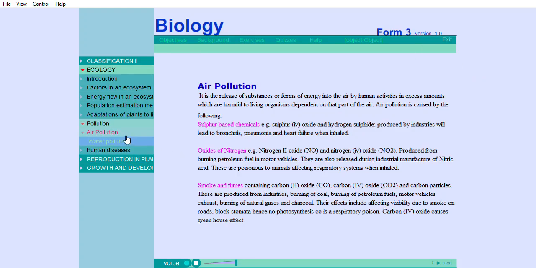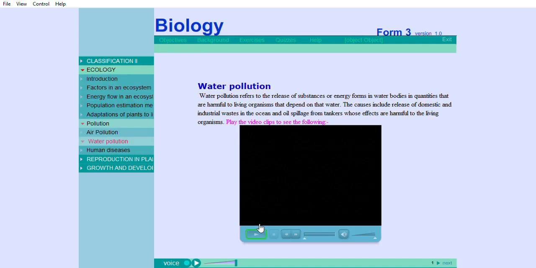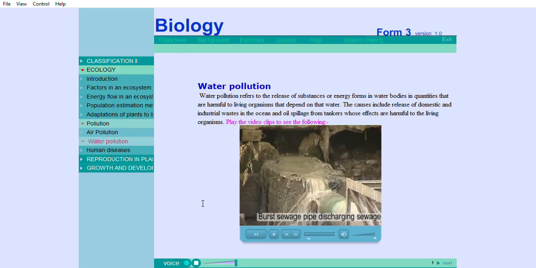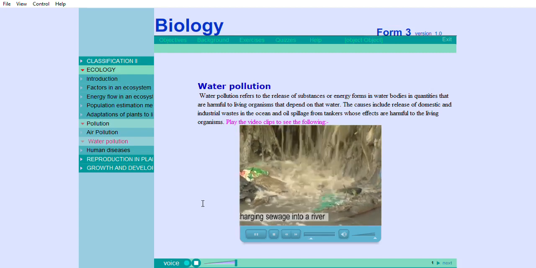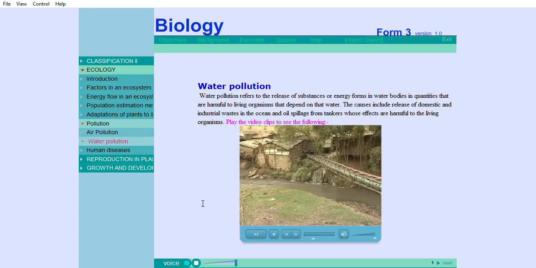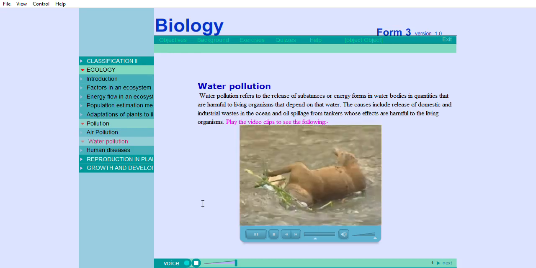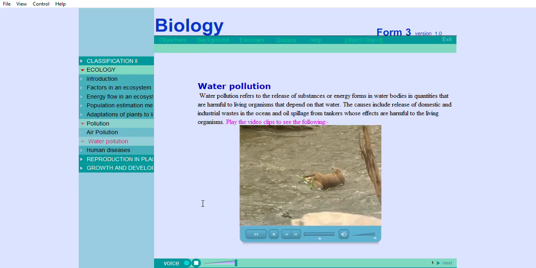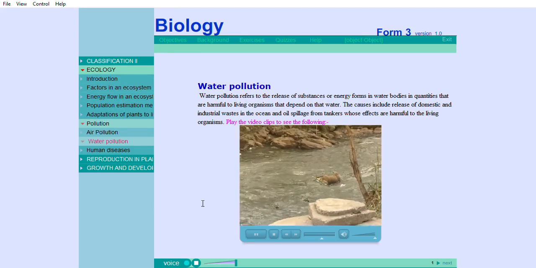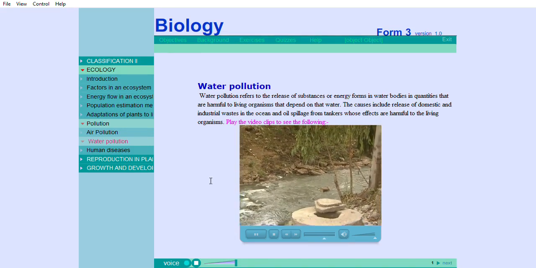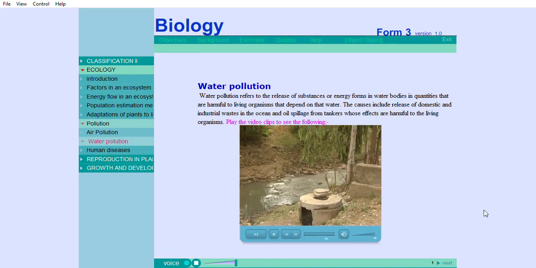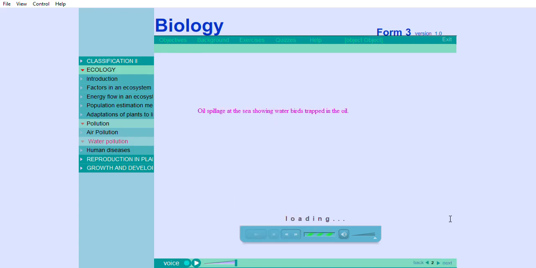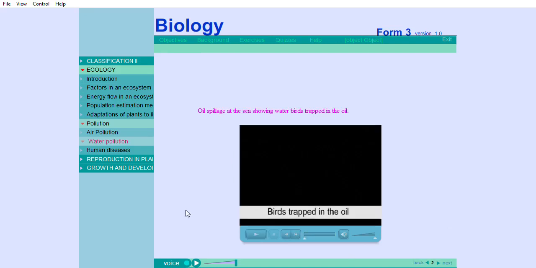Harmful to living organisms dependent on that part of water. Water pollution. Oil spillage at the sea, showing water birds trapped in the oil.